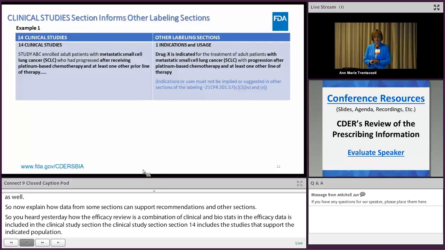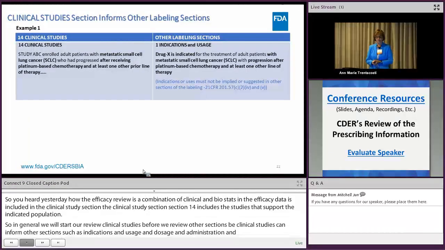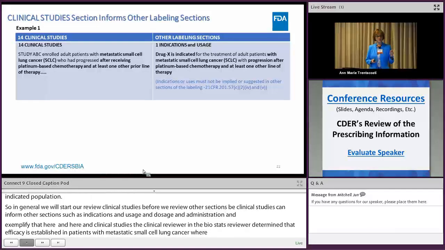So here in clinical studies, the clinical reviewer and the biostats reviewer determined that efficacy is established in patients with metastatic small cell lung cancer who have progressed after receiving platinum-based chemotherapy and at least one prior line of therapy. So a very specific population. And as you can see, that same population is mirrored in the indications and usage section. Now, there may be some differences. This isn't always exactly the same, obviously.